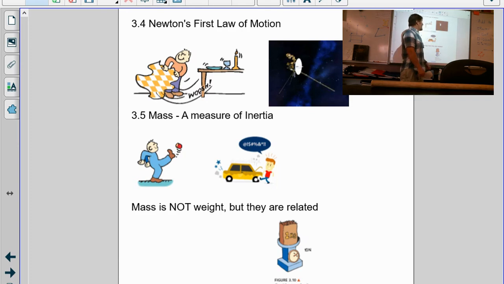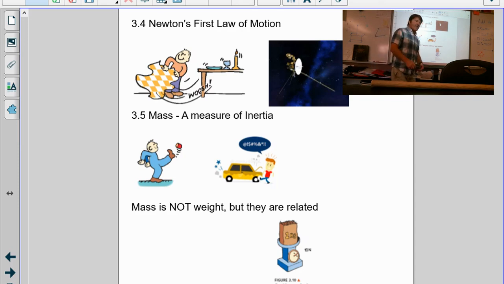A satellite like Voyager wants to continue outward, and it is continuing outward, and it's been going out for over 40 years now, and it will continue going in a straight line at nearly the same speed. Only slight variations in gravitational tugs from other things will affect it. So mass is a measure of inertia.